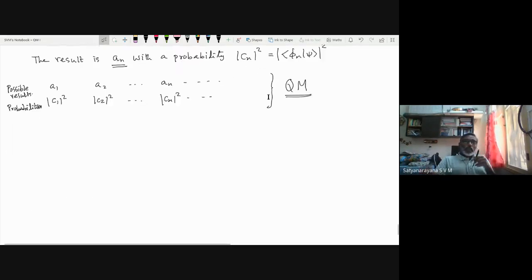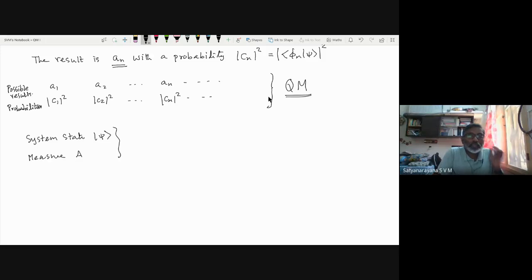Now, what happens in general is the following. Suppose the system state is, let's say, psi, then you measure A. At this level you remember that you have this kind of a situation: sum over n of cn phi n.